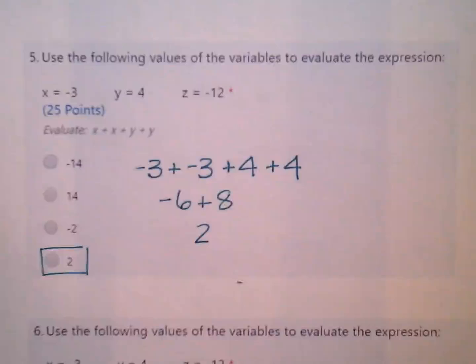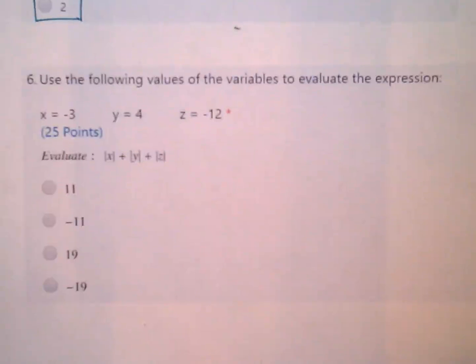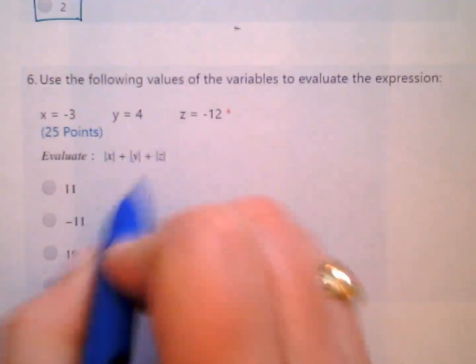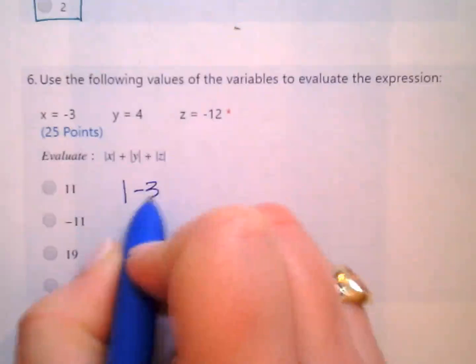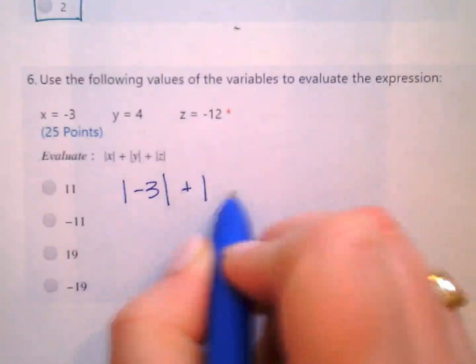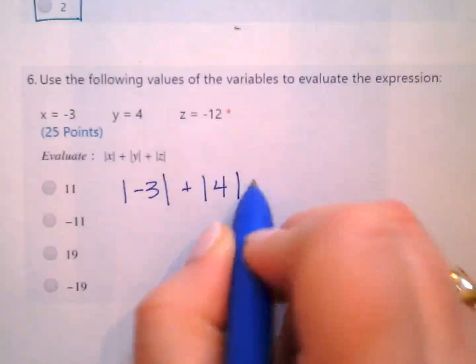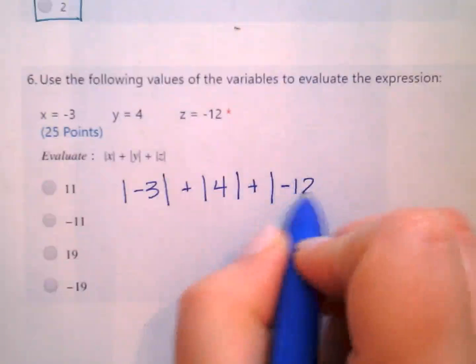All right, let's take a look at question number 6. Use the following values of the variables to evaluate the expression. It's the same problem again, but this time we've got some absolute values. So first we're going to just substitute. That is step number 1. I should have said that at the very beginning. And then we're going to solve.